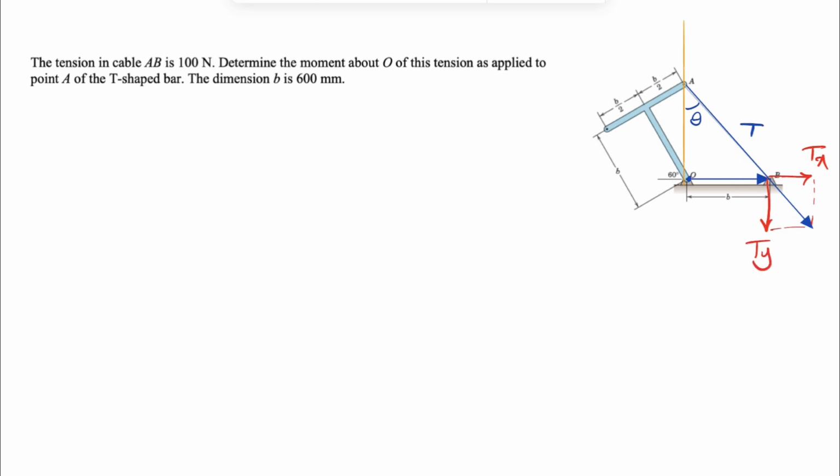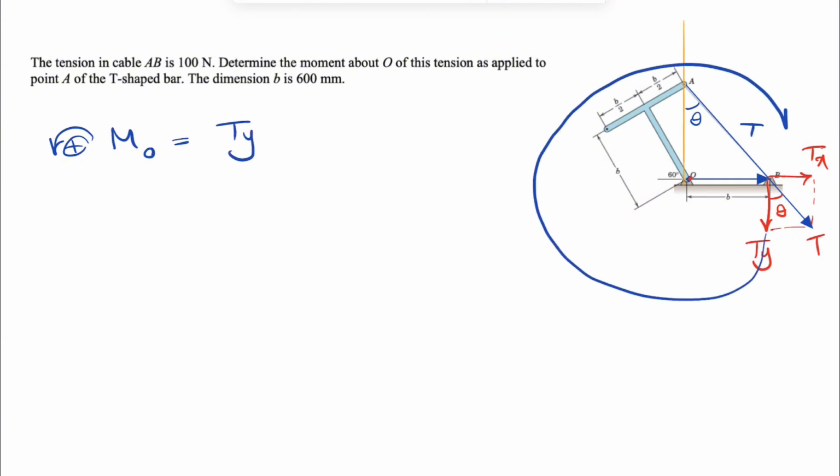The resultant of Tx and Ty would be our T, which is what we have in here. And also we have this angle here, theta. We can see that Tx won't make any moment about point O, and we only have the moment of Ty. So for finding the moment, counterclockwise positive as always, all we need to do is find our Ty. The moment of Ty about point O is clockwise, so we have a negative sign, Ty times the distance, which is our B, and we know B is 600 millimeters.